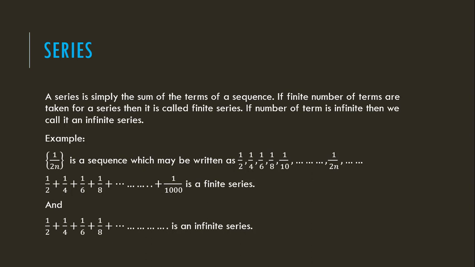And if we take a series like 1 by 2 plus 1 by 4 plus 1 by 6 plus 1 by 8 plus dot dot dot and so on, then the series is called an infinite series because it is not terminated anywhere, starting from 1 by 2. So the series which terminates at some point is called a finite series, and the series which does not terminate after some point is called an infinite series.